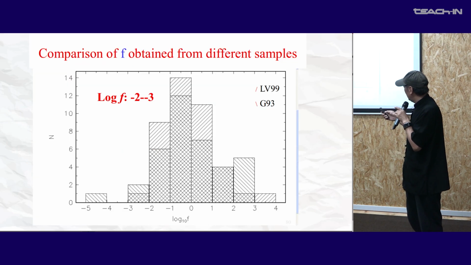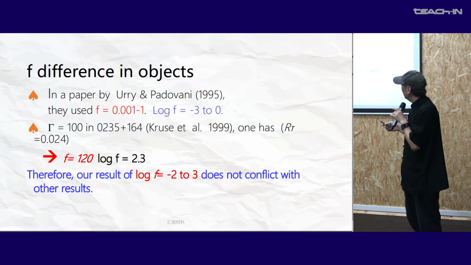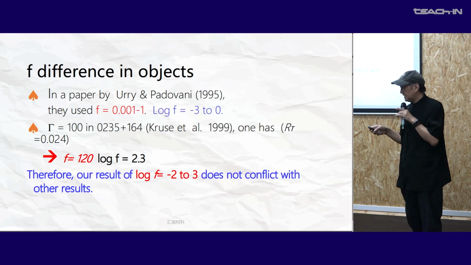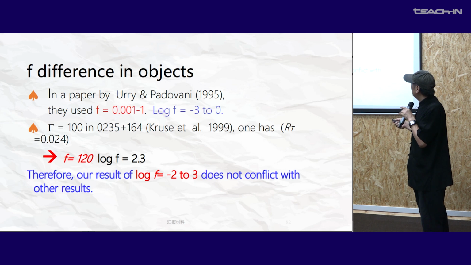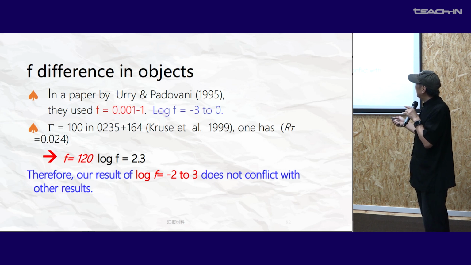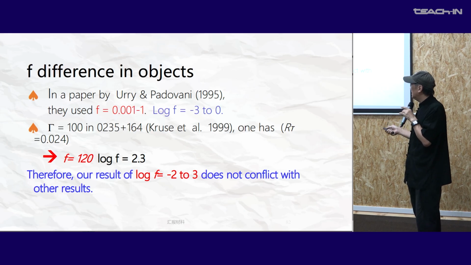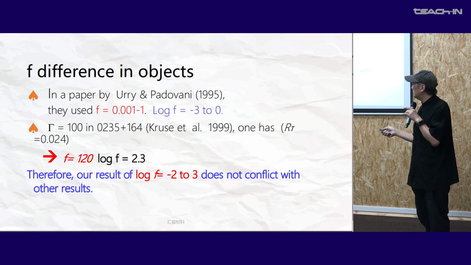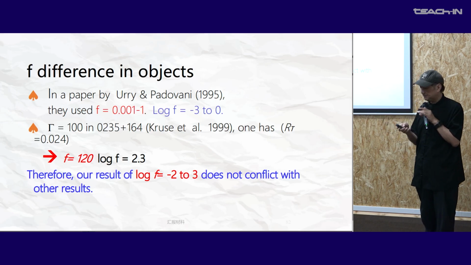This is our distribution for the F. And we can compare our result with other work. For F, Ghisellini and Padovani find that F is in this region. And from this work, log F should be 2.3. So our value for F doesn't conflict with other results.